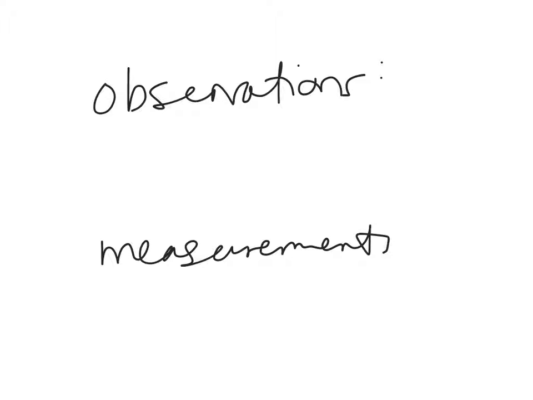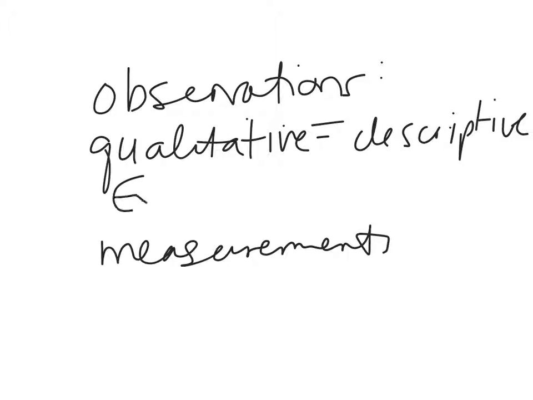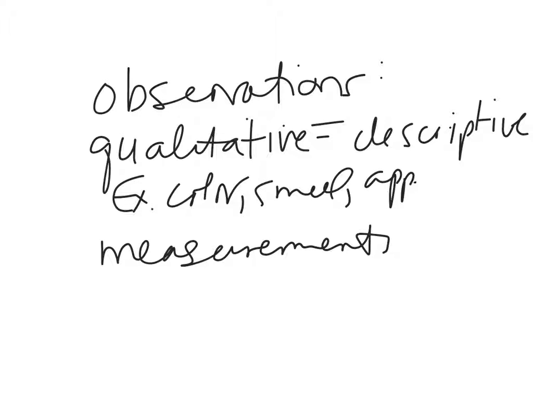So the observations that we make are qualitative in nature. So that means they're descriptive. So we talk about with words what we see going on. So for example, that could be the colors of things or the changes in colors, smells that we see, appearances or how they change during a chemical process. So those are qualitative observations that we can make.